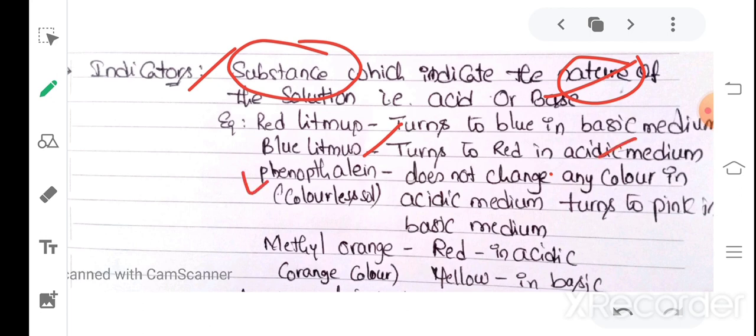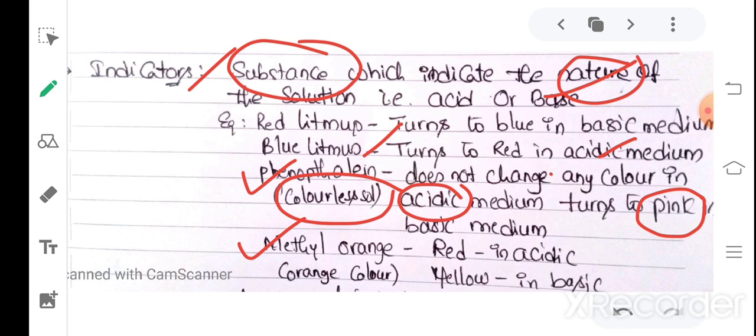Phenolphthalein indicator is also there. Phenolphthalein is a colorless solution. It does not change any color in the acidic medium, and it turns pink in the basic medium. We can easily identify: in the presence of phenolphthalein, if any chemical turns pink, we can call it a base, and if there is no color change, we can call it an acid.